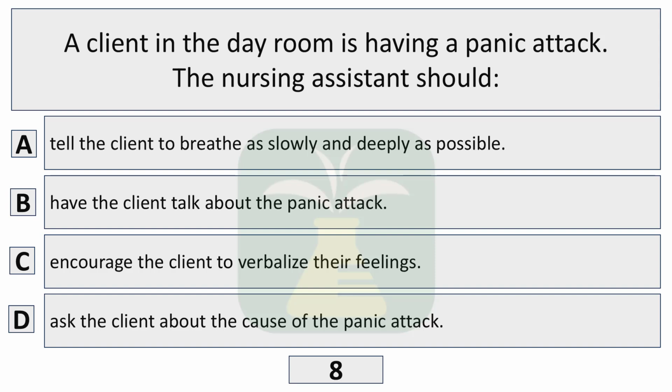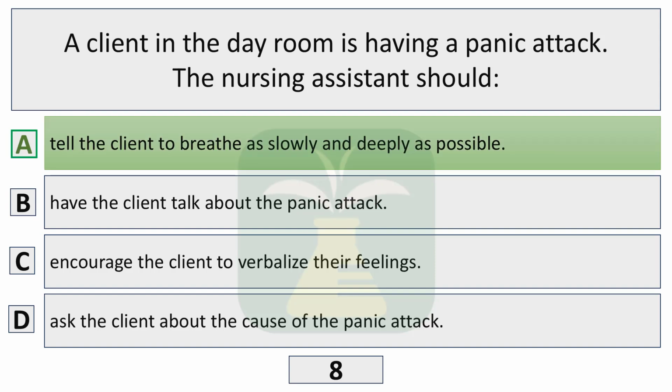A client in the day room is having a panic attack. The nursing assistant should A, tell the client to breathe as slowly and deeply as possible. B, Have the client talk about the panic attack. C, Encourage the client to verbalize their feelings. D, Ask the client about the cause of the panic attack. Correct answer, A. Tell the client to breathe as slowly and deeply as possible.